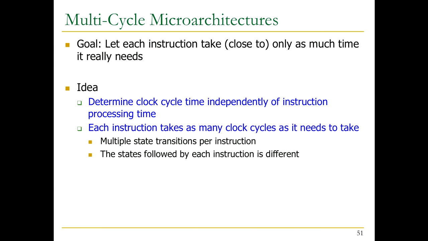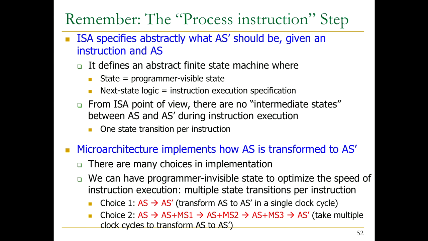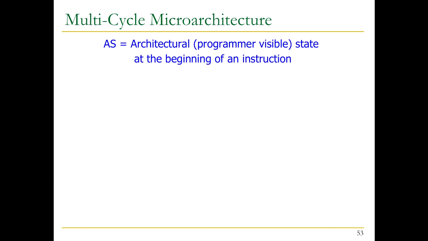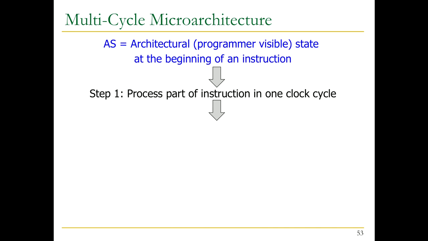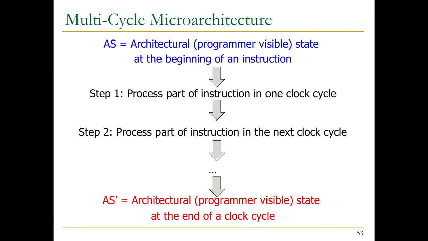And we've already covered this. Multiple state transitions per instruction. And the states followed by each instruction are different. We've already seen this. This is just to jog your memory. That's why it says remember. Okay, basically we're going to do this. It sounds like a pretty simple idea. But a lot of the things that we will see later on will build upon this. Process part of the instruction in one clock cycle, process the next part, until you're done with the instruction.